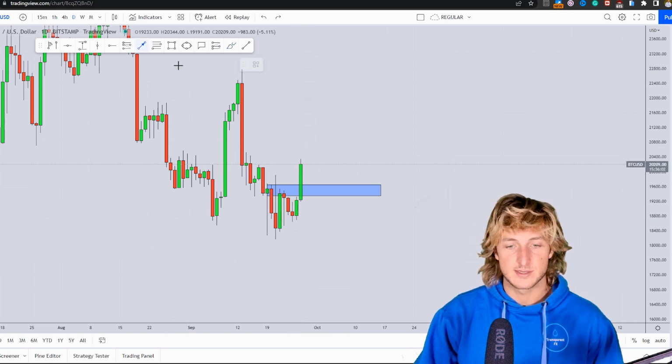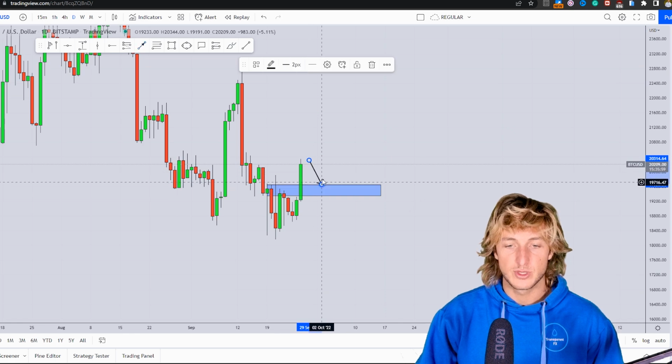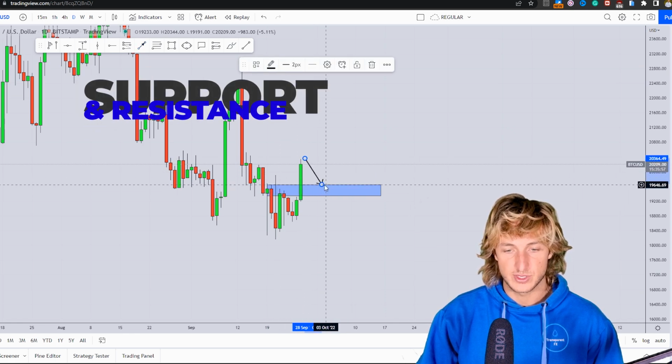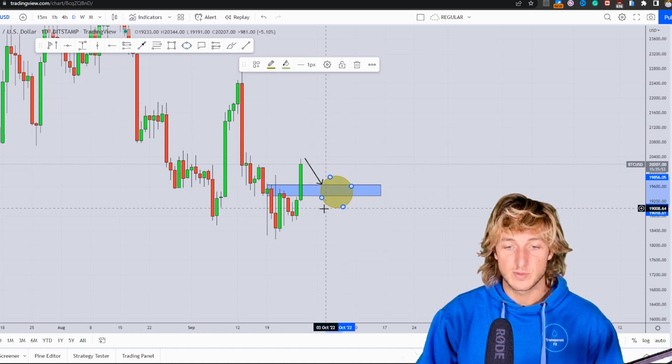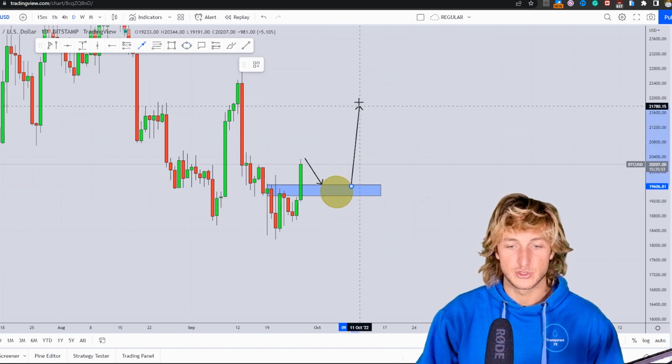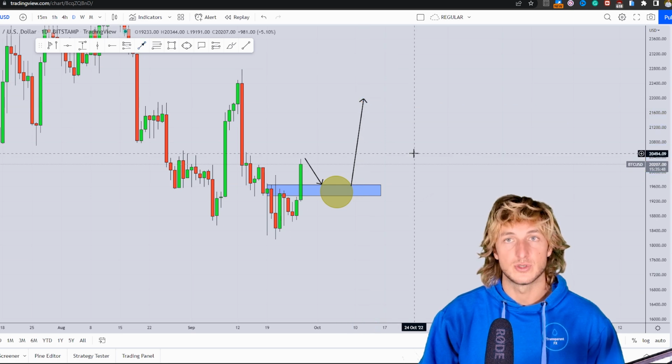And since we had the successful close above the zone, at this point, if we will have a retest of this previous resistance, which at that point would be turned support, this is where we would have the possibility of having a potential rejection to the upside and continuation higher.